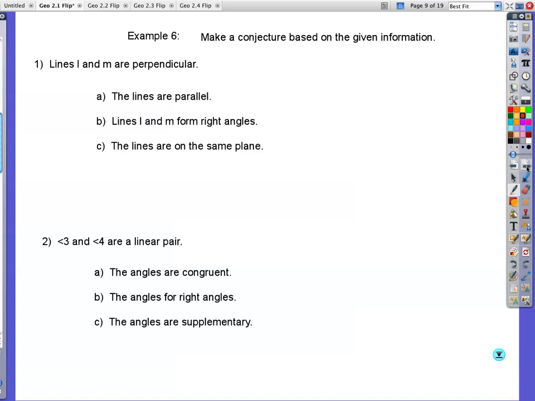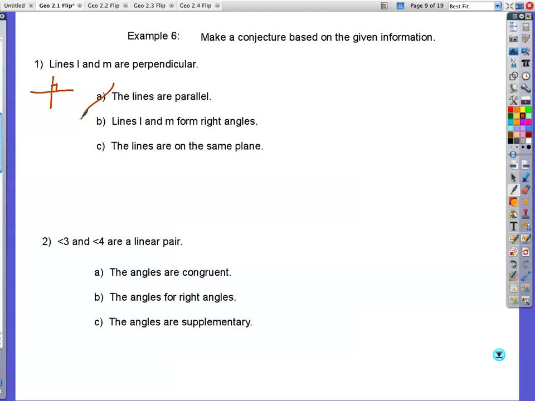Okay, lines L and M are perpendicular. Which one of these 3 is going to be the next thought that you should have? You're going to use kind of an inductive reasoning here. They're perpendicular. Does that mean the lines are parallel? Well, let's think, what does that mean? Perpendicular, draw a picture. I can even put a right angle in there. That does not mean they're parallel.